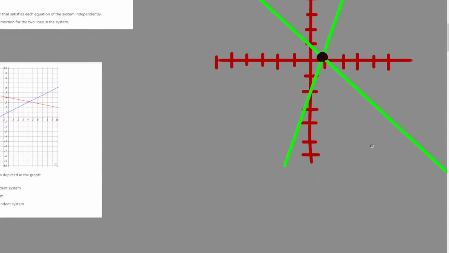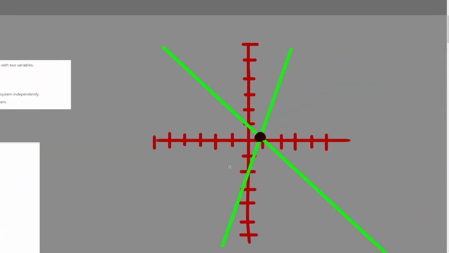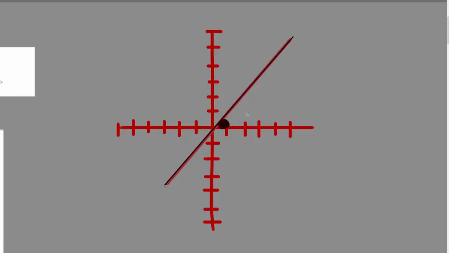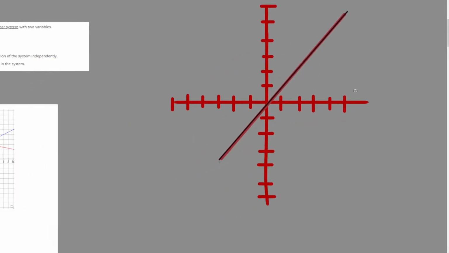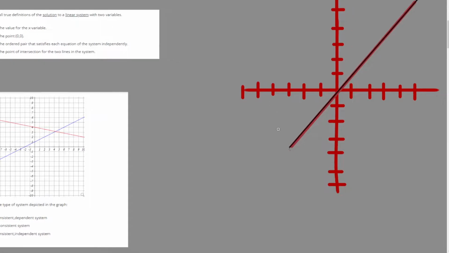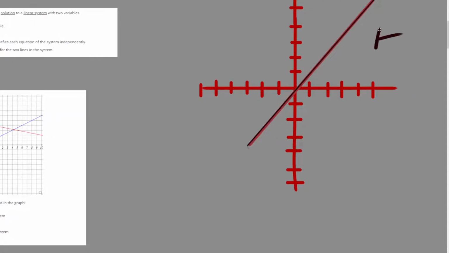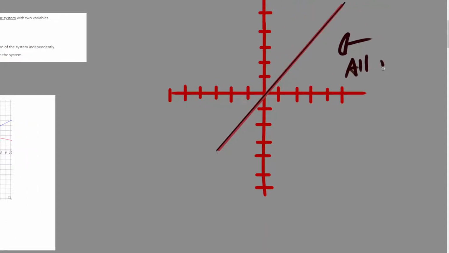And then there's these, which is an independent system, so there's one solution. It's where they intersect. A consistent, independent solution. And then there's also these, where it's kind of hard to tell here, but these are just two of the same lines. They're the same line, and they are directly on top of each other. And this is a consistent dependent solution. And in this case, all real numbers would be your solution.